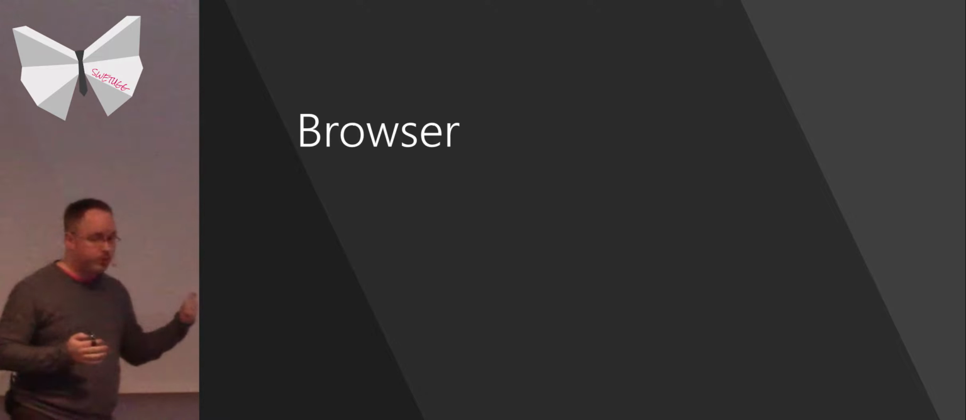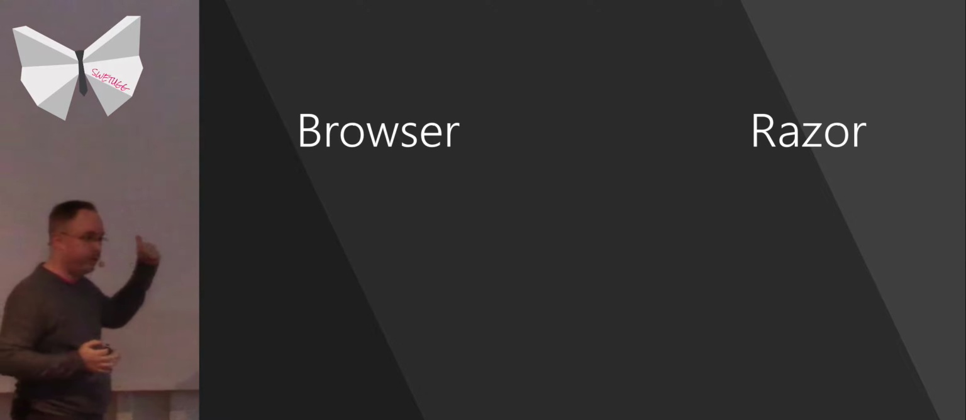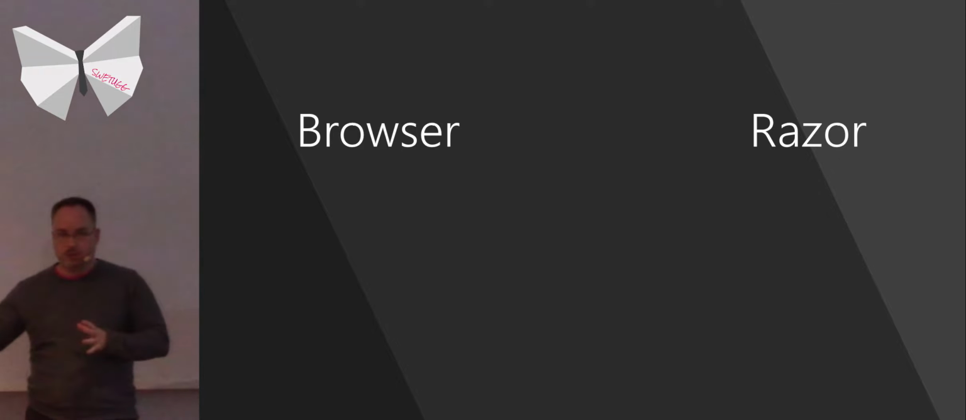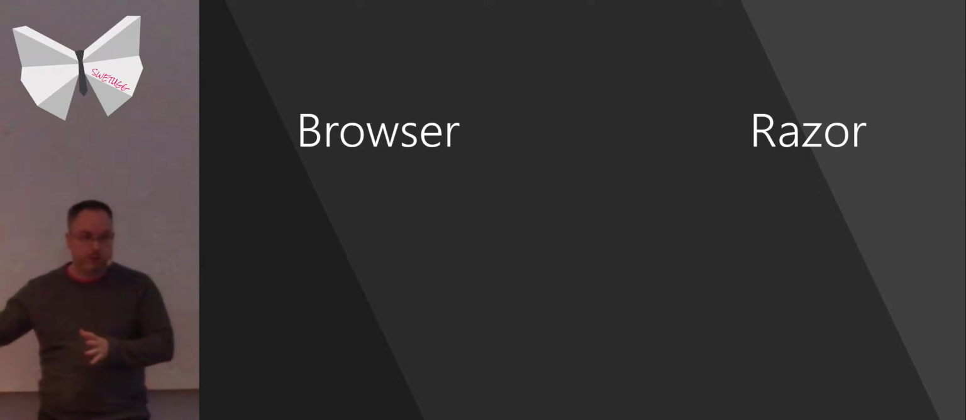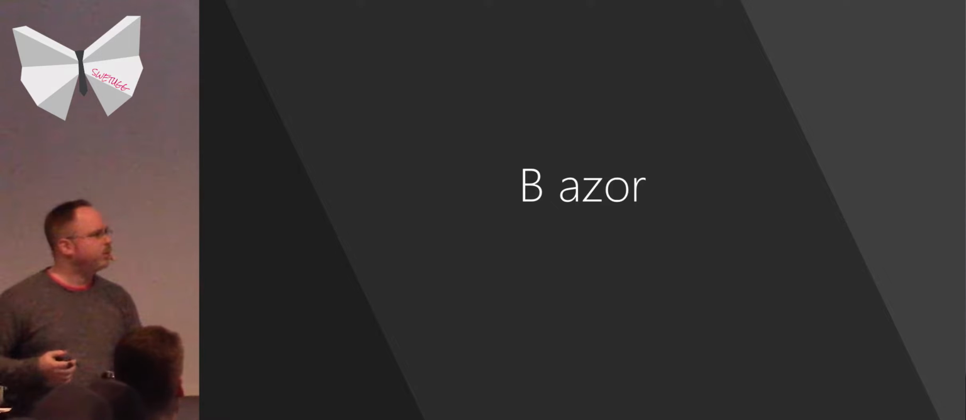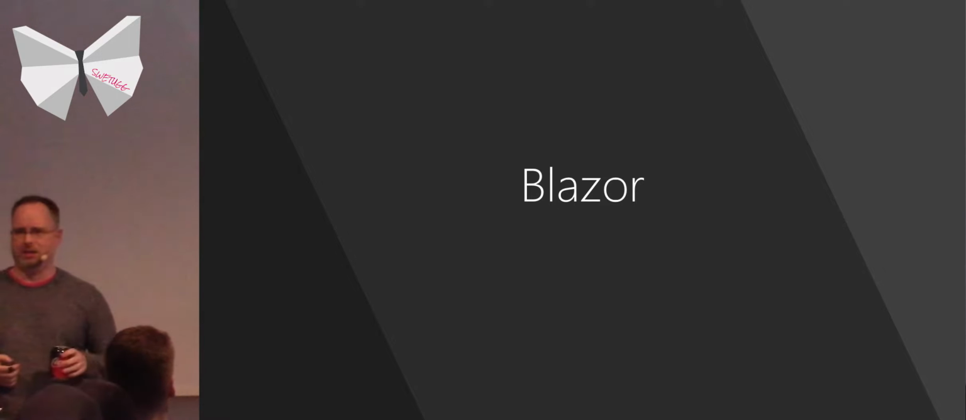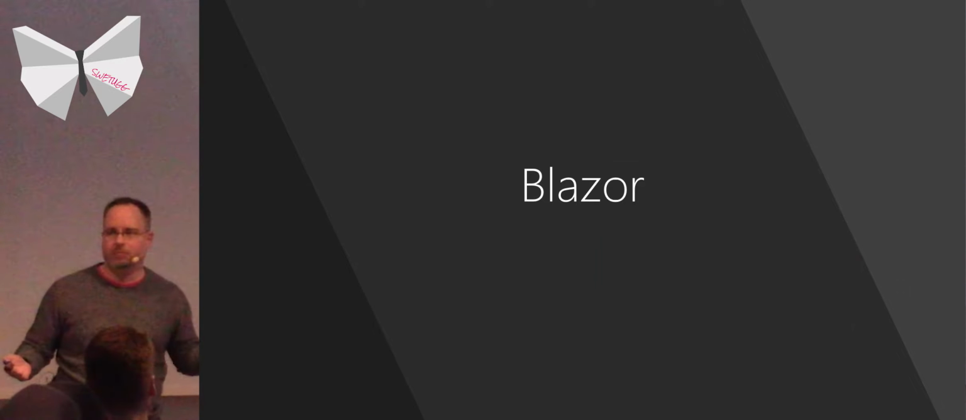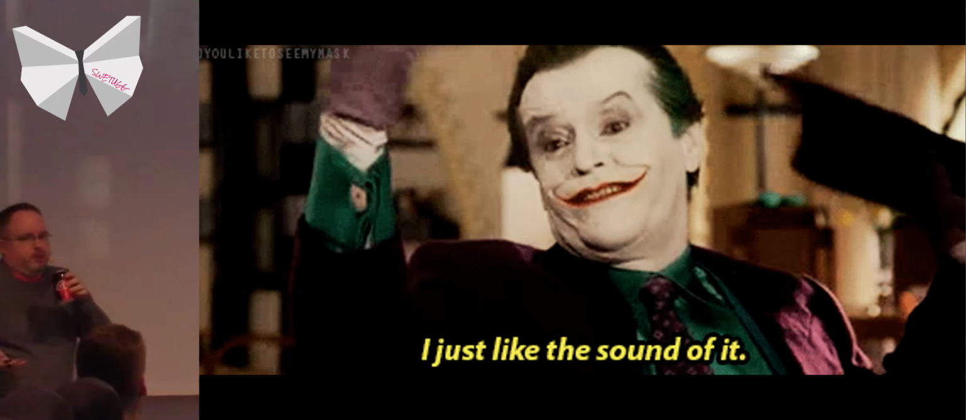So Blazor is a combination of browser and Razor. And Razor is Microsoft's way of combining script, or code, I should say, with markup. So they combined these two, and then they said, something was missing. Let's add an L. And if you ask the .NET team, why did you do that? We just like the sound of it.